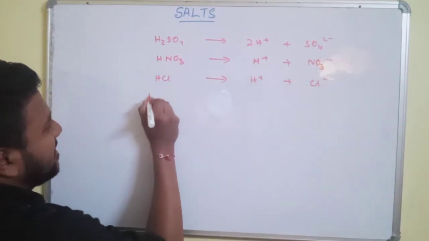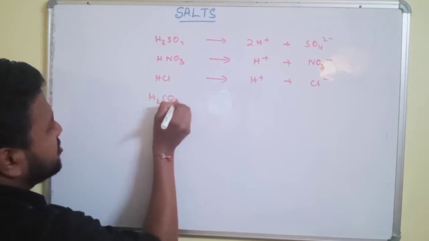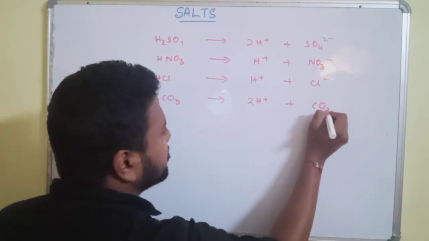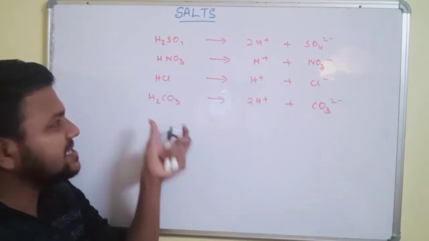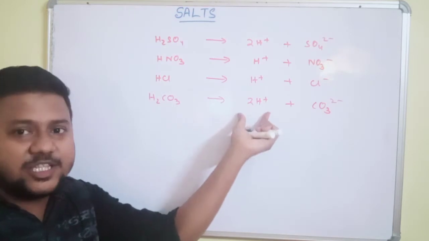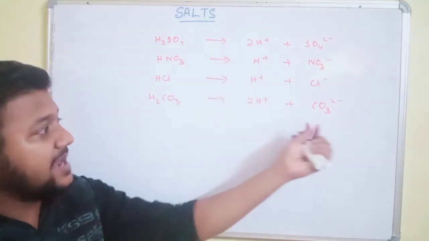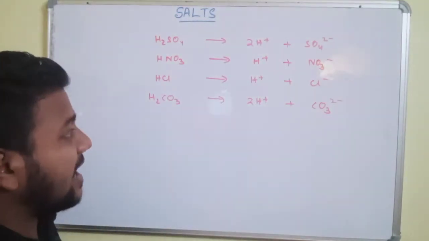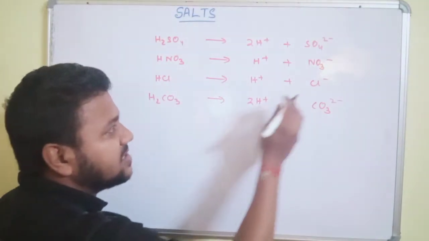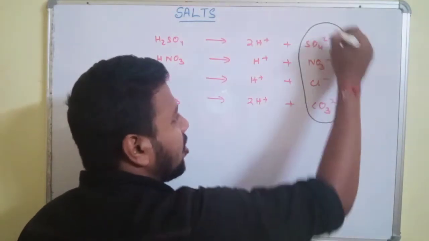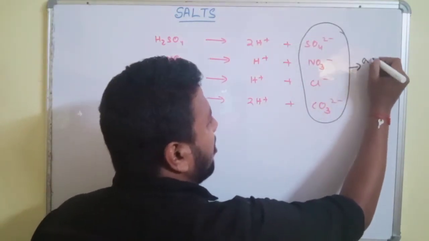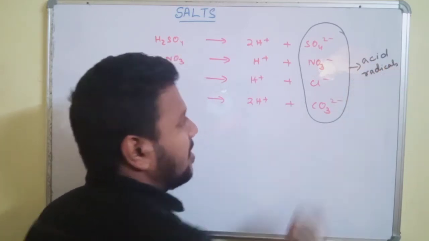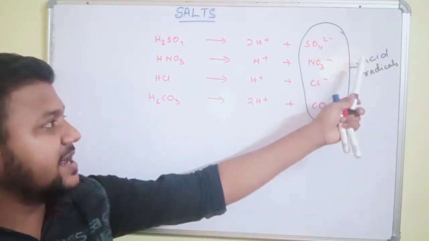And if we take H2CO3, it liberates 2H+ and CO3 2-. So acids dissociate to give H+ ions. We have studied it. And they give an acidic radical. The radicals other than H+ are actually your acidic radicals, or you can say acid radicals. Okay, these are acid radicals.